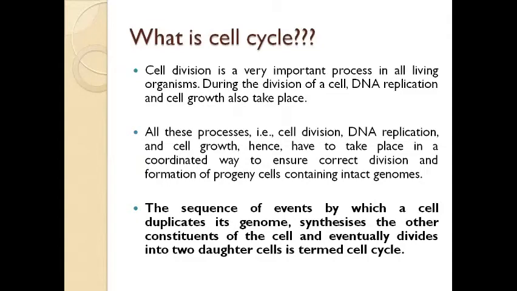Now, what is cell cycle? Before going for the definition of cell cycle, we need to understand that different processes like DNA replication, cell growth, and cell division occur in such a manner that finally they produce two progeny. So the main purpose of cell division is to produce two progeny cells. And again, those two progeny cells produce the next line of progeny cells. In this way, the process continues.